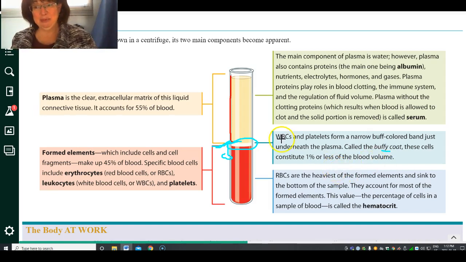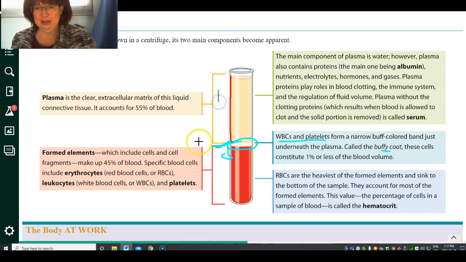And this is only 1%, but this is where your white blood cells and your platelets are formed. So in the bottom are your erythrocytes. So this is kind of a confusing setup in terms of describing it. What I want you to realize is there are 3 parts to your blood. The first part is your plasma. 3 parts to your spun blood.